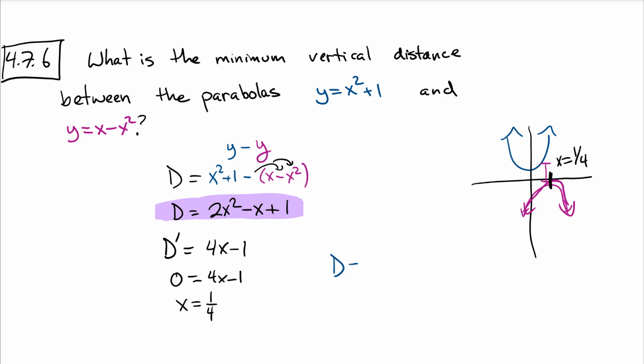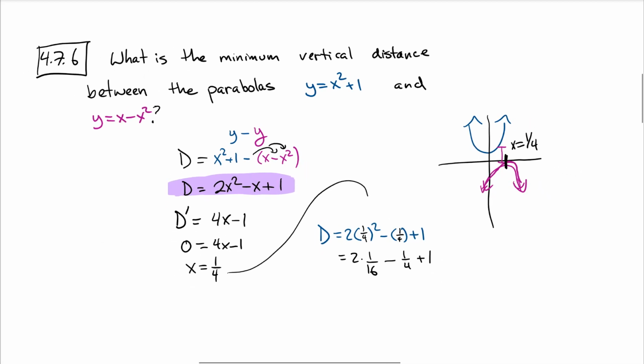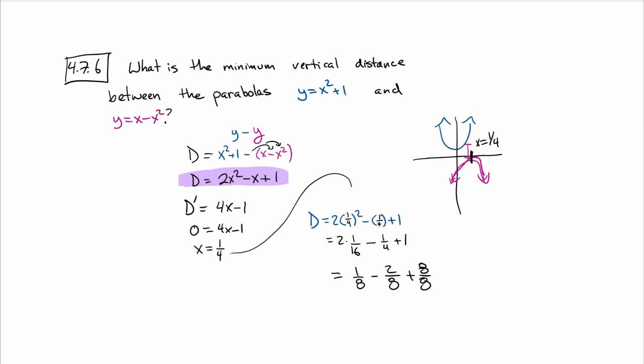So the distance is equal to 2 times something squared minus something plus 1, and we just take this 1/4 and pop it in. No big deal. So we get 2 times 1/16 minus 1/4 plus 1. Common denominators: 1/8 minus 2/8 plus 8/8. It's called adding and subtracting fractions. So is that going to be 7/8? I think it is. I think I've done something wrong. No, it's right.